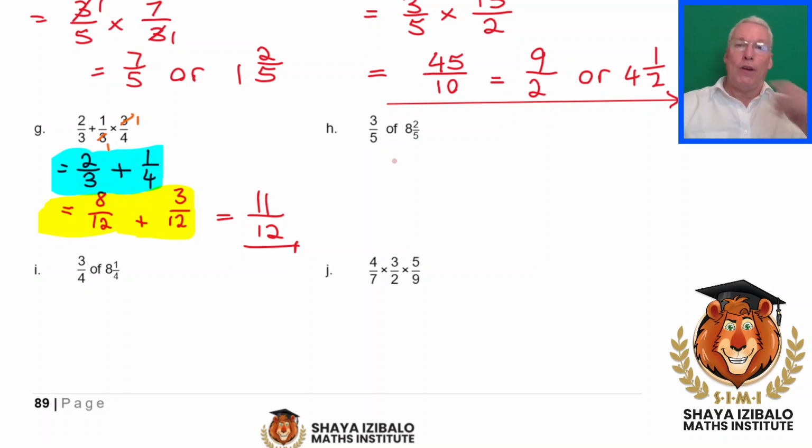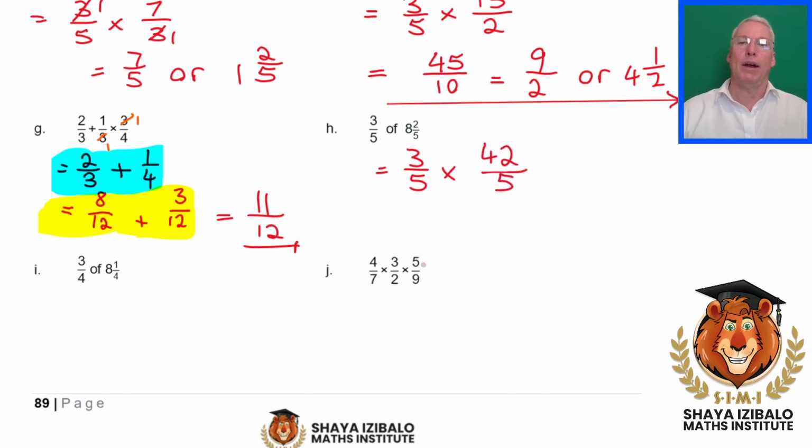Right. 3/5 of 8 and 2/5. So what we're going to do first is we are going to change the of to times. We're going to change the mixed number to an improper fraction. 8 times 5, 40 plus 2, 42 over 5. Right. Now there's no simplification that can happen here, and we actually get 3 times 40 is 120, 3 times 2 is 6, 126 over 25, and that's as simple as that can get.